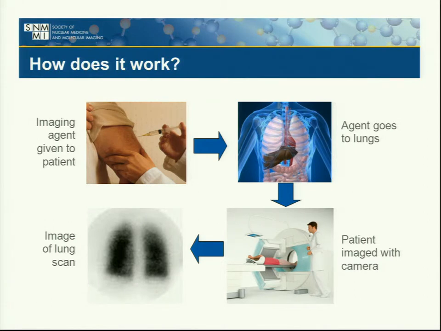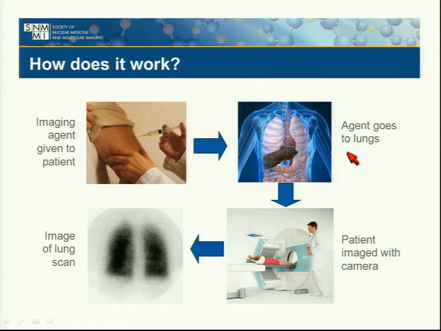So how does that work? In this case, the patient's injected, as I said, with a small amount of radioactivity. Depending on what that pharmaceutical is, it's going to distribute in the body according to some physiologic pathway. In this case, it's going to be looking at blood flow to the lungs in this example. So some of that agent's going to go to the lungs.